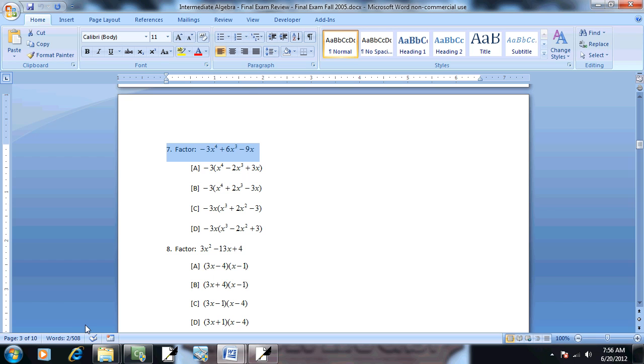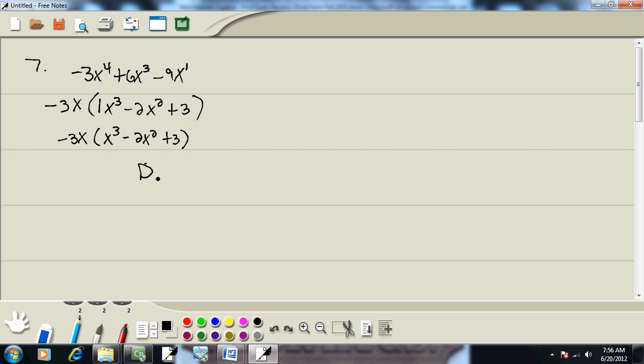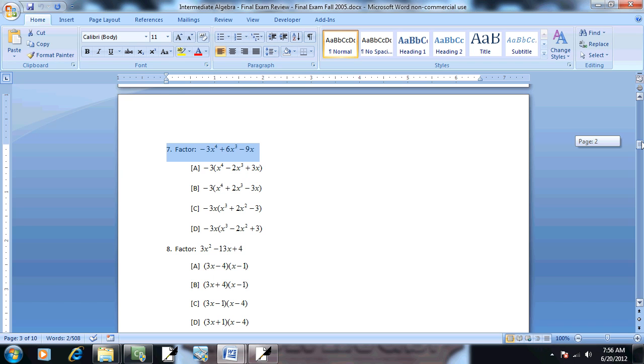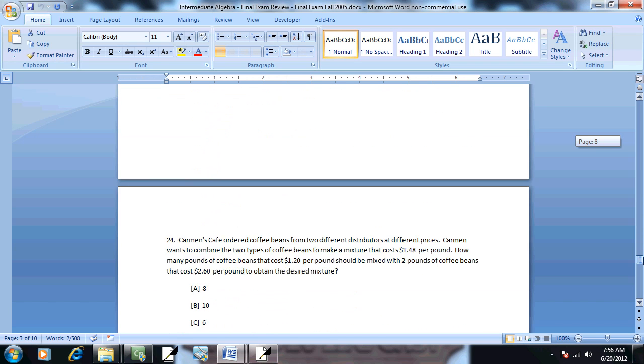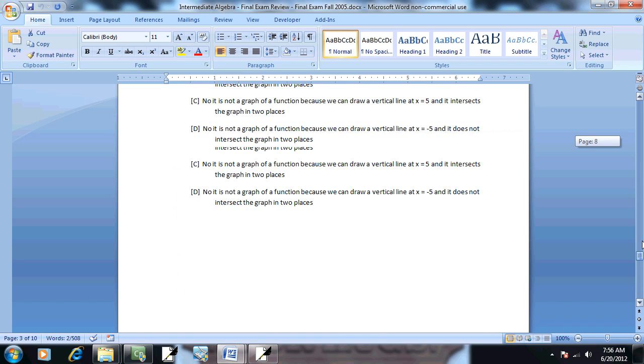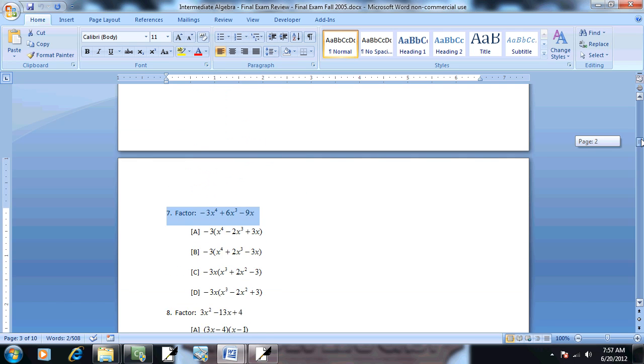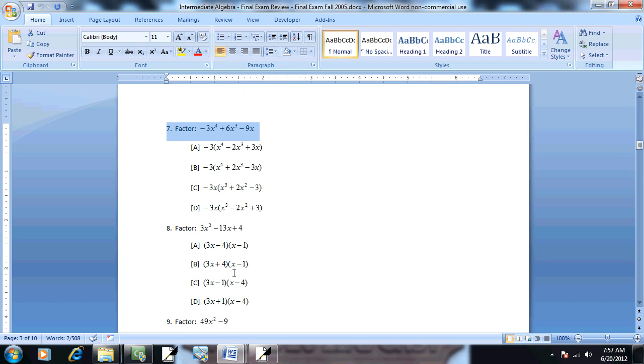So it'd match x to the third minus 2x squared plus 3. Looks like D is in David. Double check that. Yep. So that'd be your answer.